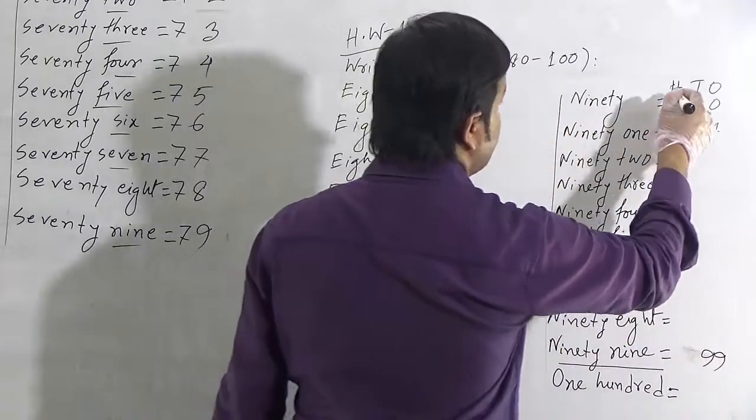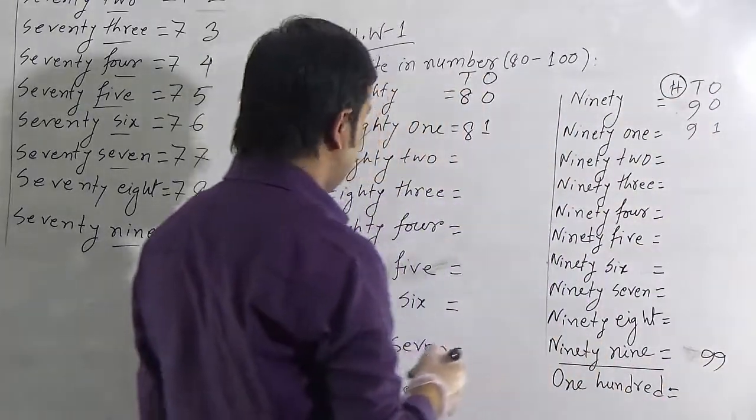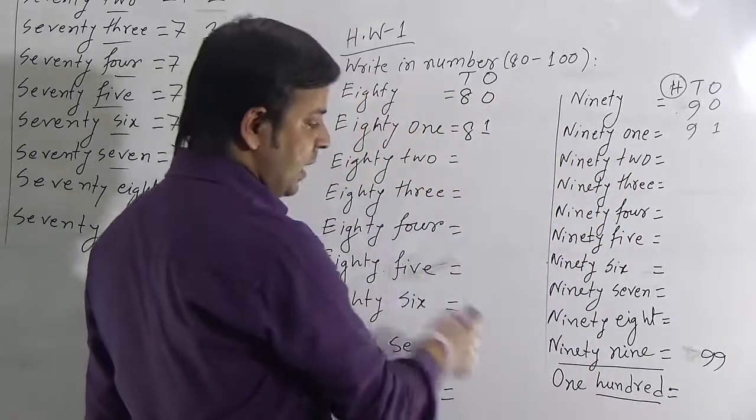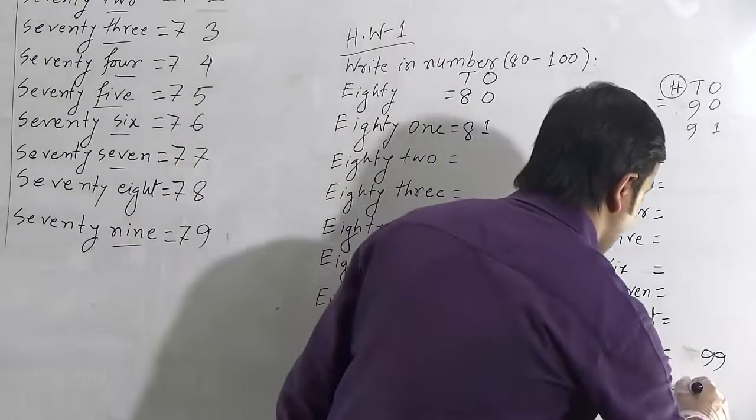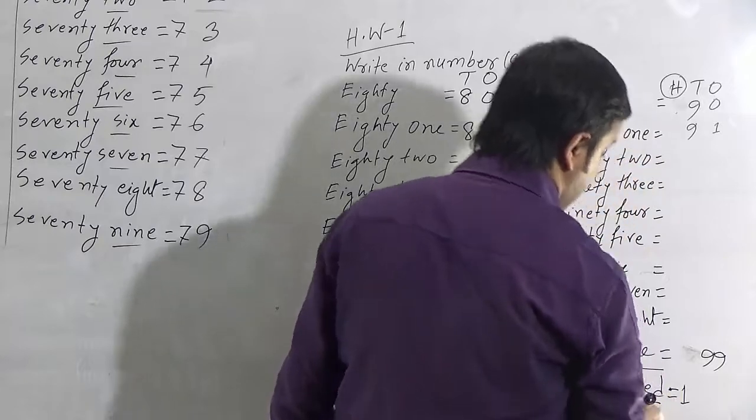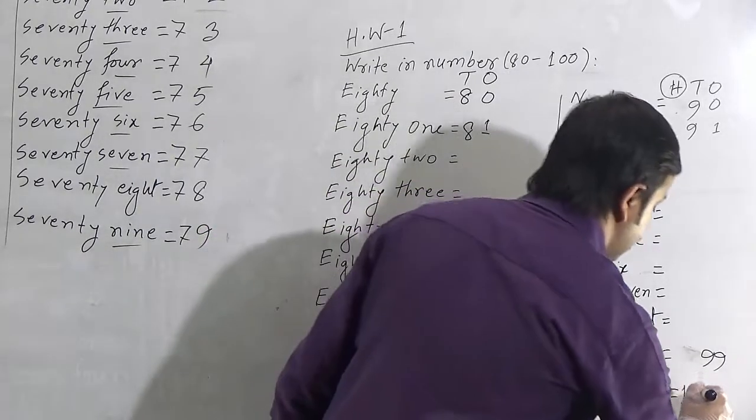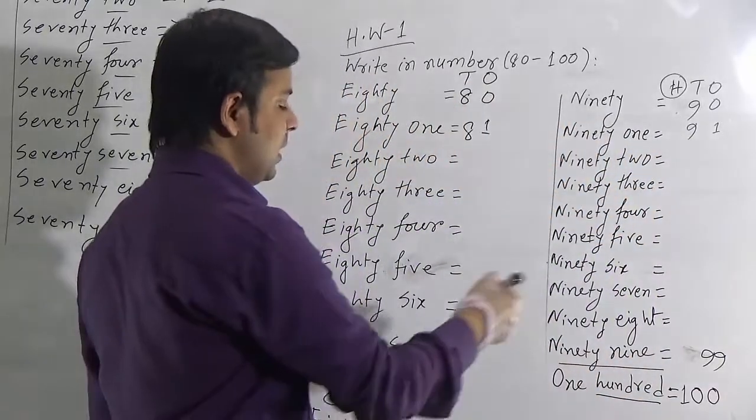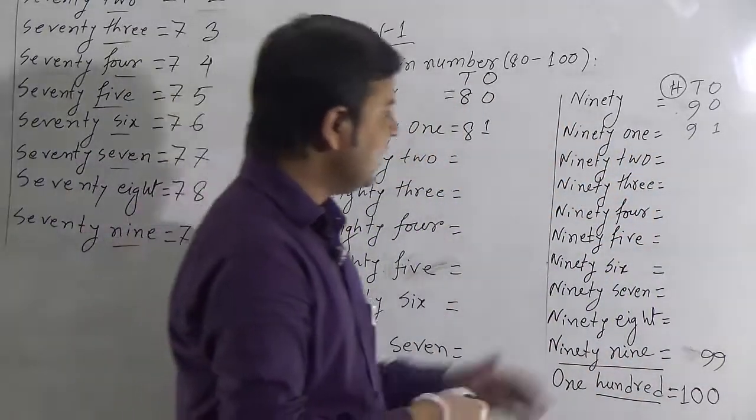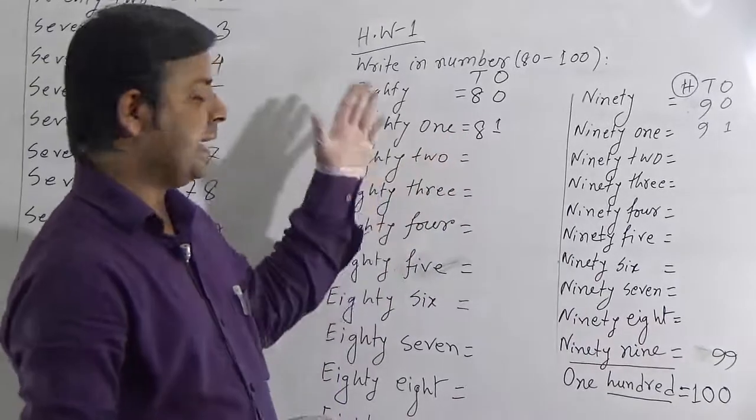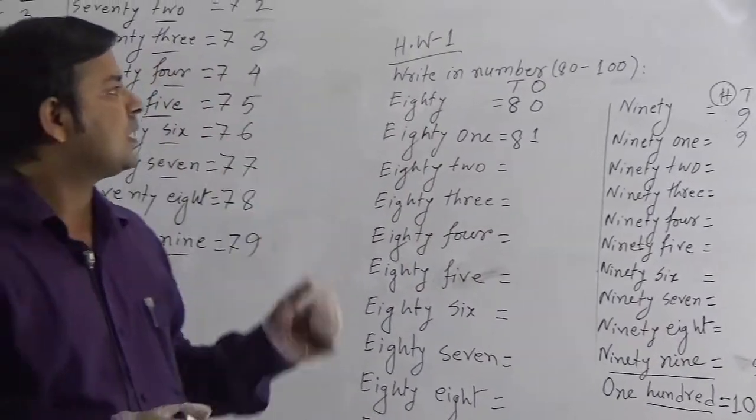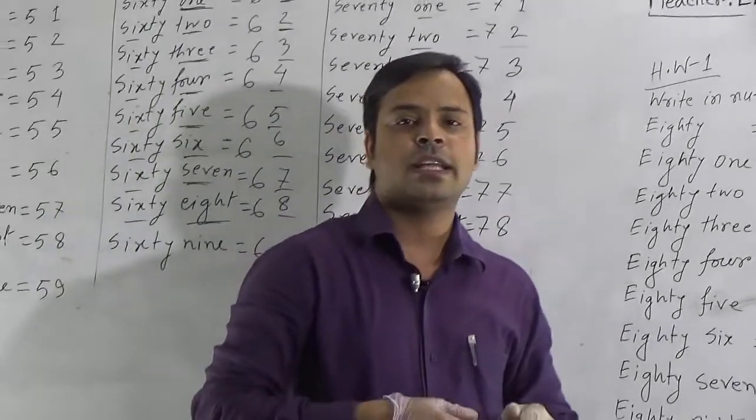But I have shown here another position, that is 100. To write 100 you have to write 1 in hundreds position and you have to write 0 in tens position and 0 in ones position, that will be 100. In this way you will write all these numbers in your HW copy. This is your first HW for annual examination.